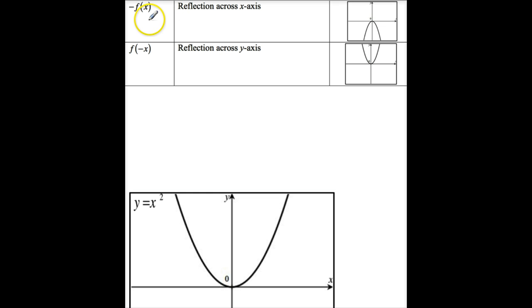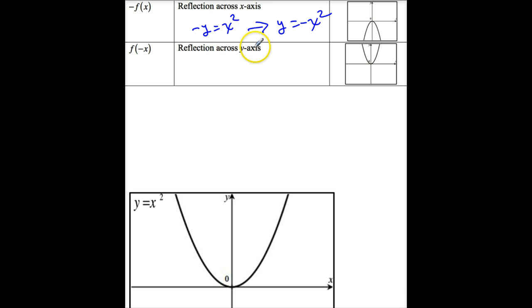Now the last thing we need to look at is reflecting across the x and y axis. If I just have minus f of x, this is a reflection across the x-axis. So if I put in minus y equals x squared, well, what's another way I can write this? y equals minus x squared. This is a reflection across the x-axis.